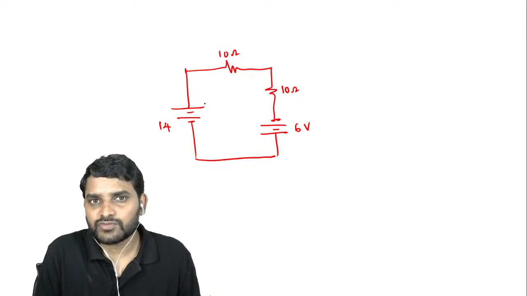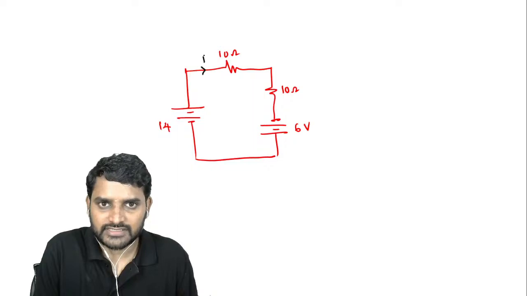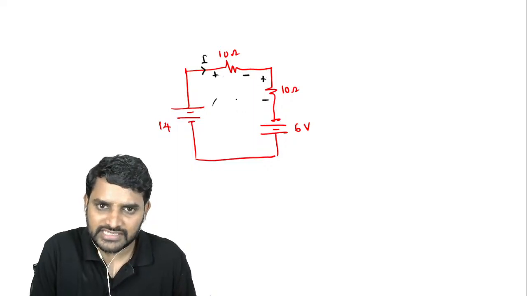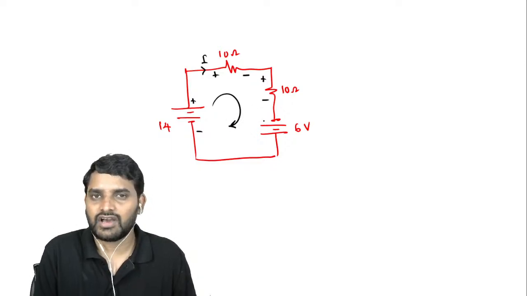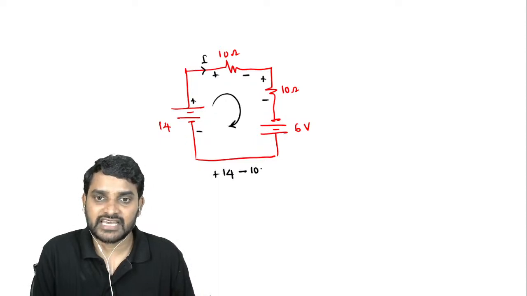Now let us assume some current. Okay, so some current. So let us take up some current. So positive and negative. I am assuming the current is flowing in this direction. So let me write positive, positive. All polarities I have mentioned. So plus 14 minus 10I.